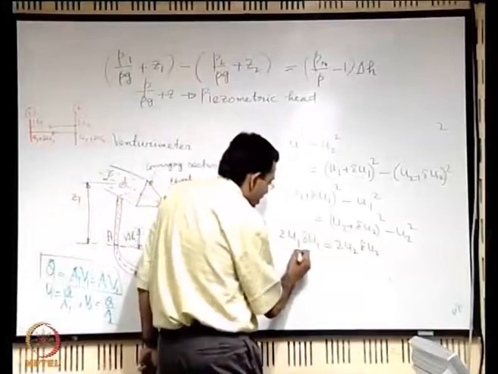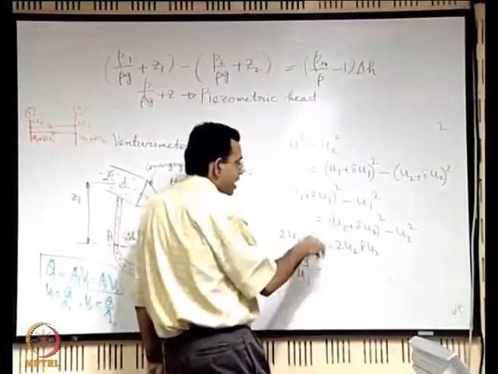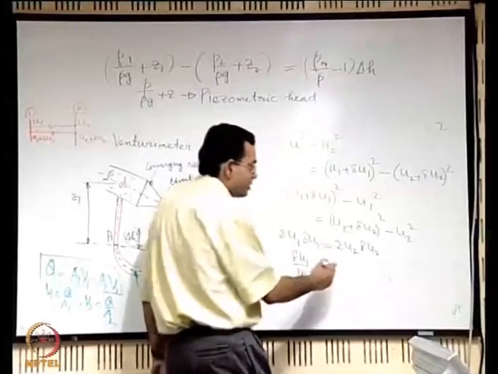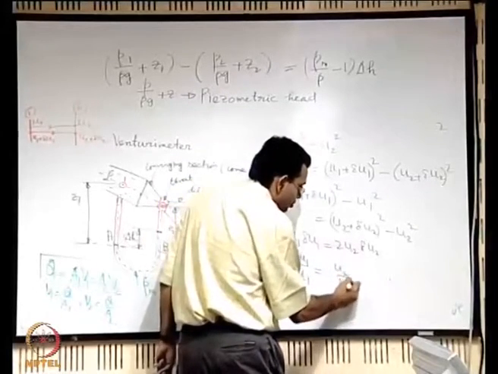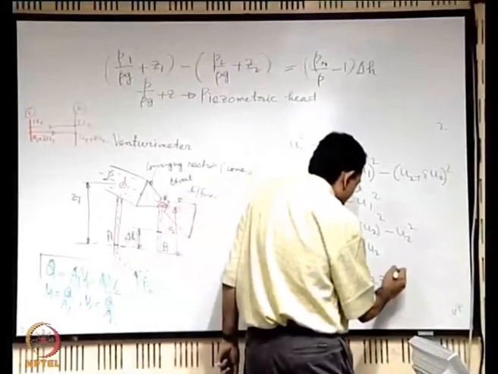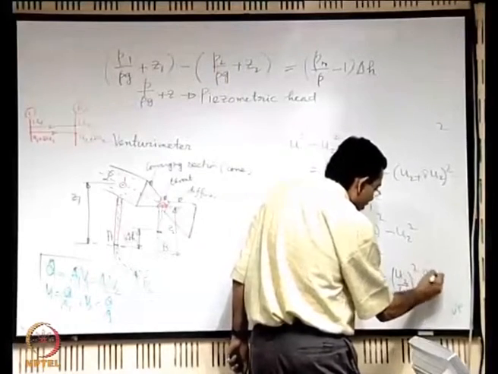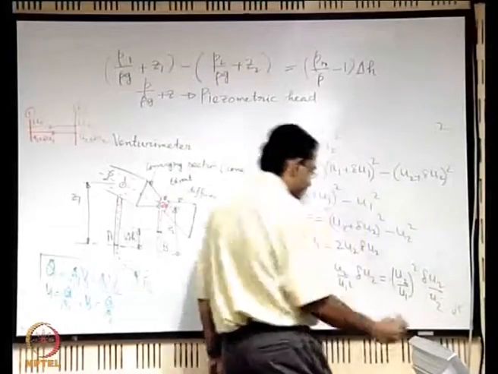So you will have delta u1 by u1, as if we are dividing both sides by u1 square. You write it as u2 by u1 square delta u2. So here you can write this as u2 by u1 whole square into delta u2 by u2, right.